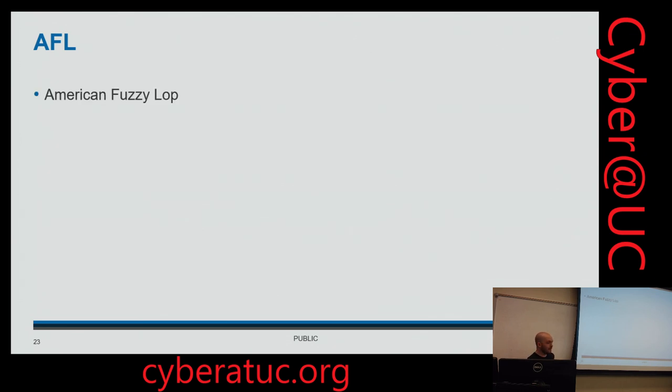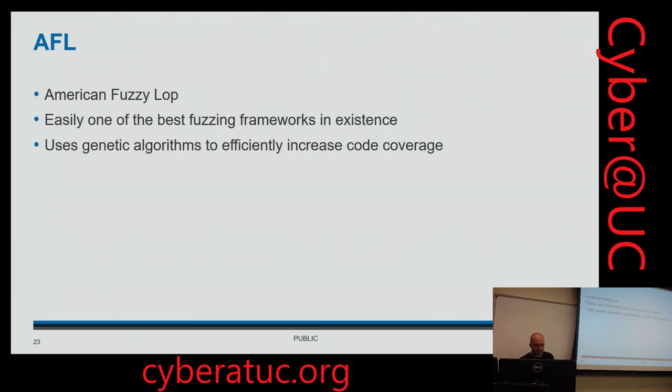It's actually American Fuzzy Lop, named after a rabbit because of how fast it mutates. Easily one of the best fuzzing frameworks in existence. This actually uses genetic algorithms. So they take a page out of biology to generate their new input and efficiently increase code coverage. They take that input that gets as far as it can into the binary and then apply genetic mutations to that input to get further into the code.